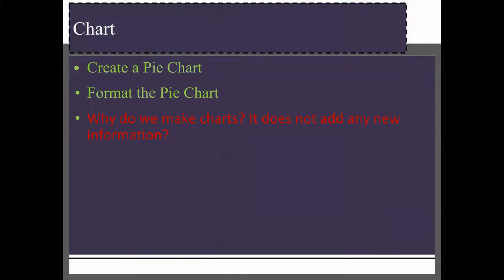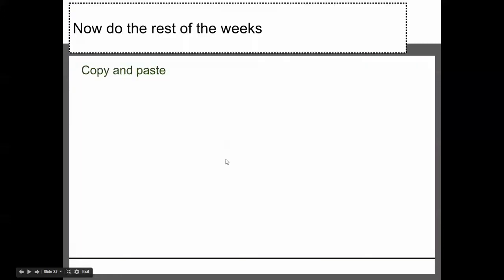Why do we make the chart when it doesn't add any more data? Because it says no new information, it doesn't add any new data, but it adds new information. I can look at it and it helps me make decisions on, okay, yeah, I need to eat healthy more often, I should probably go for runs more. Now do the rest of the weeks.